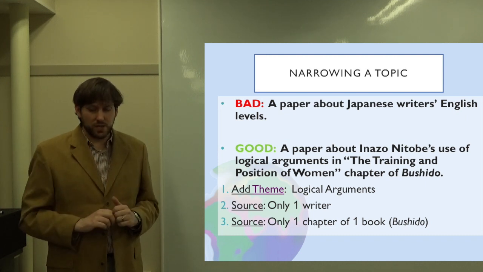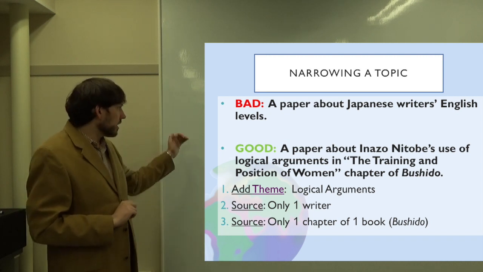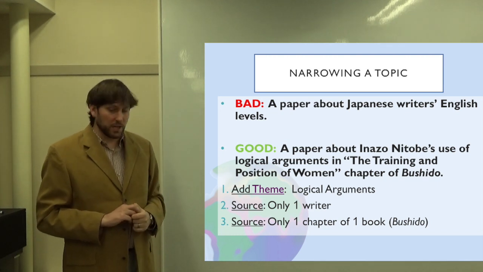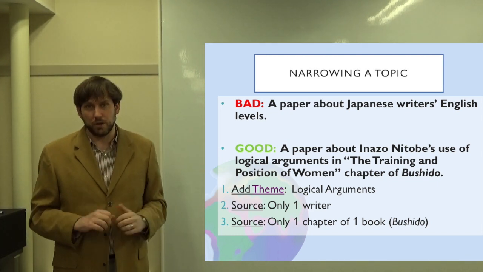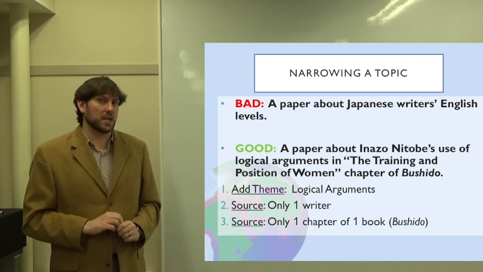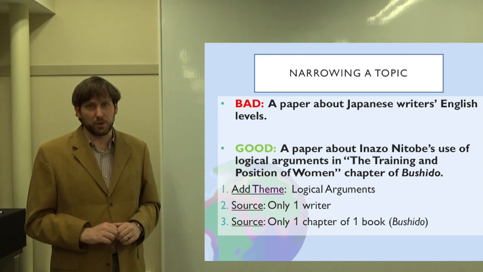Nitobe Inazo. We're going to say just one chapter in one book. So we're going to say Bushido. So now we get a paper on Inazo Nitobe's use of logical arguments in the training and position of women chapter of Bushido. This would be sufficiently small that we can now begin to say something. We could have a statement we could argue for in a reasonably long paper.